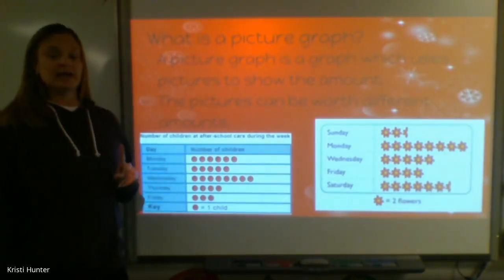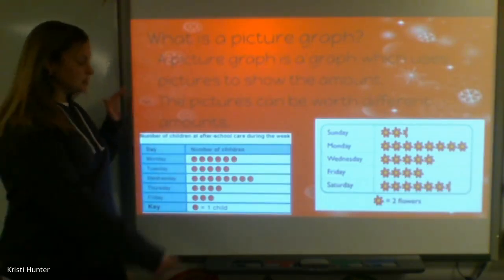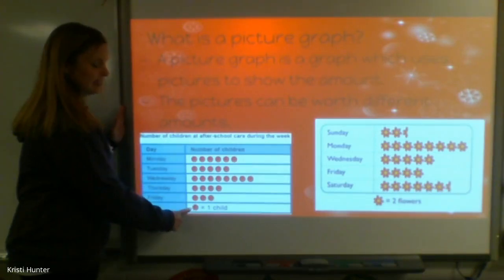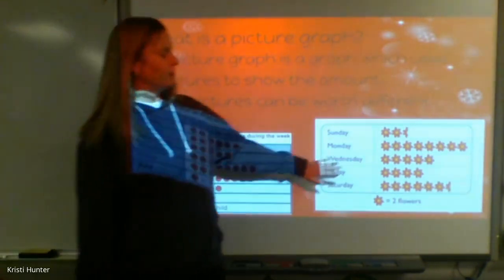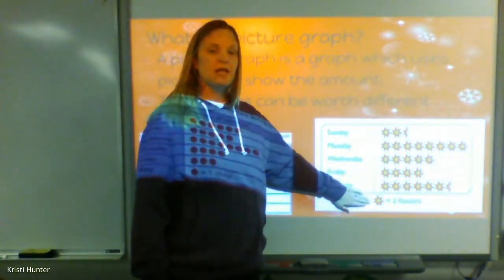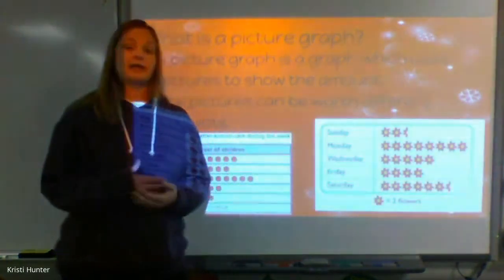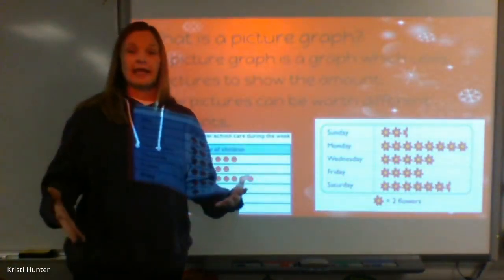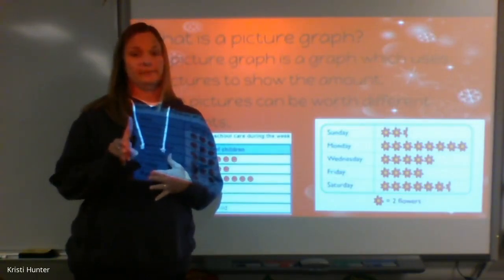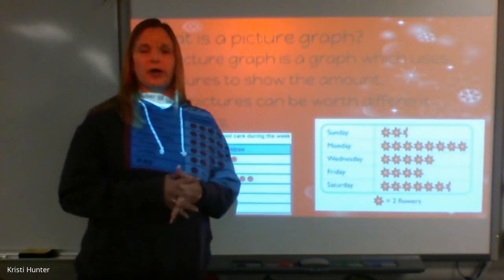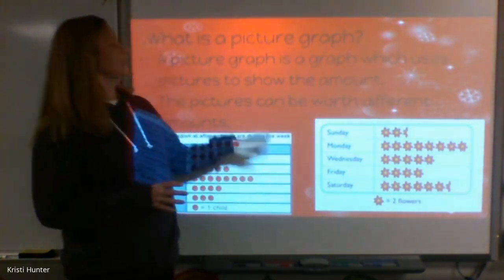Now, here's where it can be a little tricky. Your picture can be worth different amounts. If you look on your graphs, this one says each smiley face is worth one child, but if I look over here, it says each flower is worth two. So you're always going to want to look and make sure. If there is nothing there, you can assume that it is just worth one. Okay? So let's walk through a couple examples before you begin your assignment for today on picture graphs.